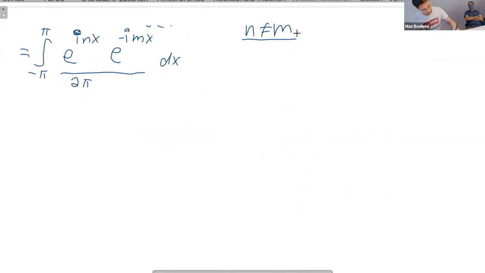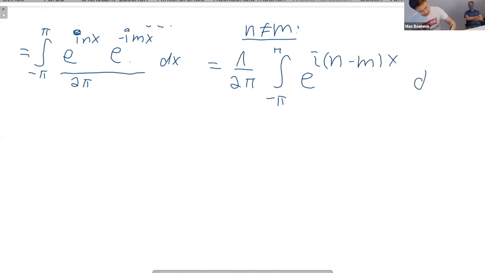Now take n not equal to m. Then we have one over 2 pi, integral from minus pi to pi, x. All right, we have this expression here. Continuing on, so just plugging in the integral function of this gives us the following expression.